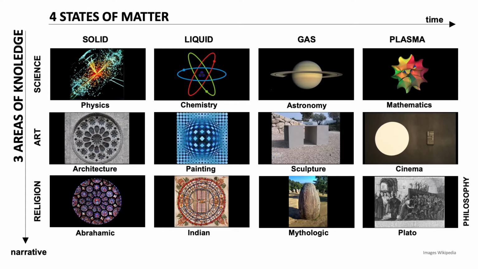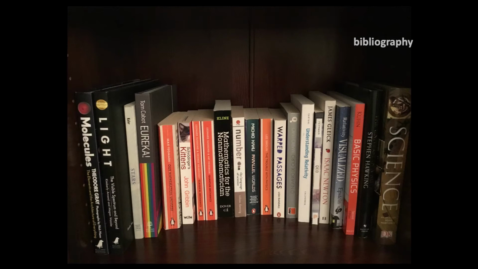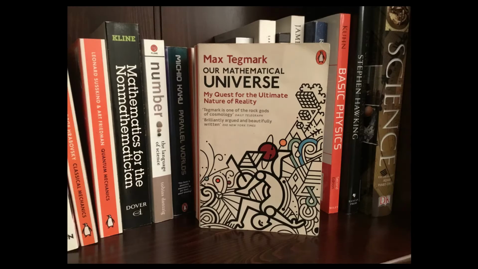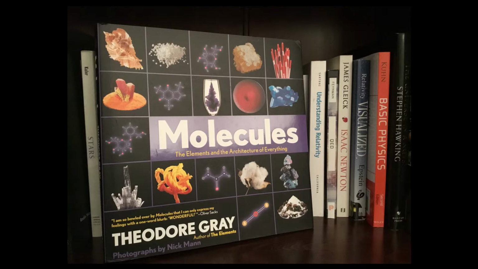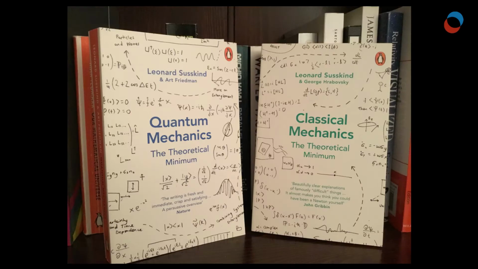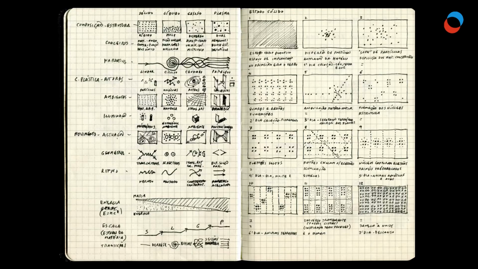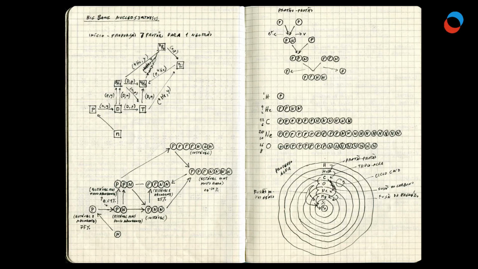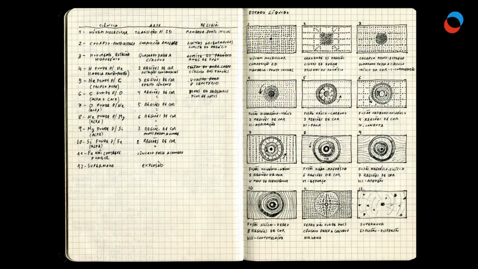So I had to do a lot of research, so I started reading science books about many different matters: theory of relativity, molecules, parallel universes. Then at some point I stopped and I started drawing, doing some schemes about the film.